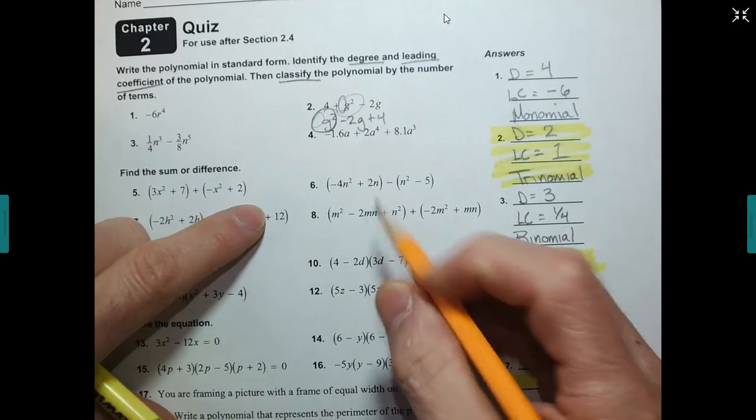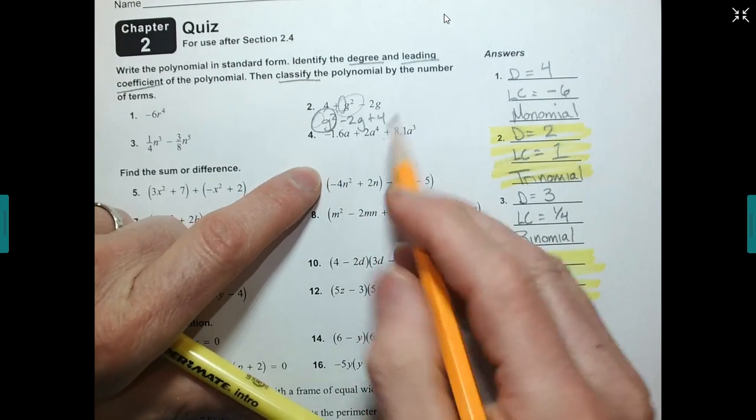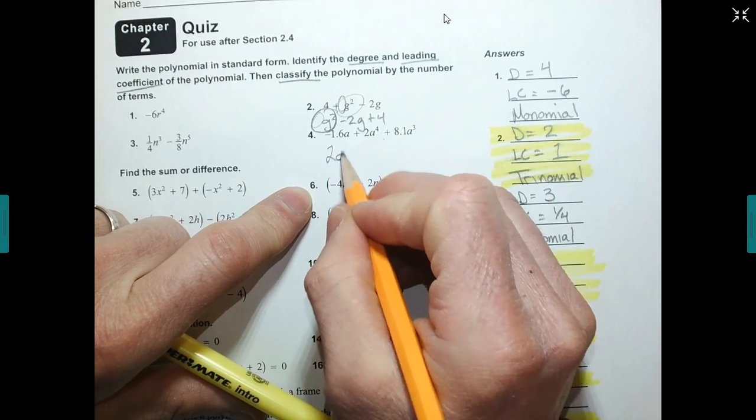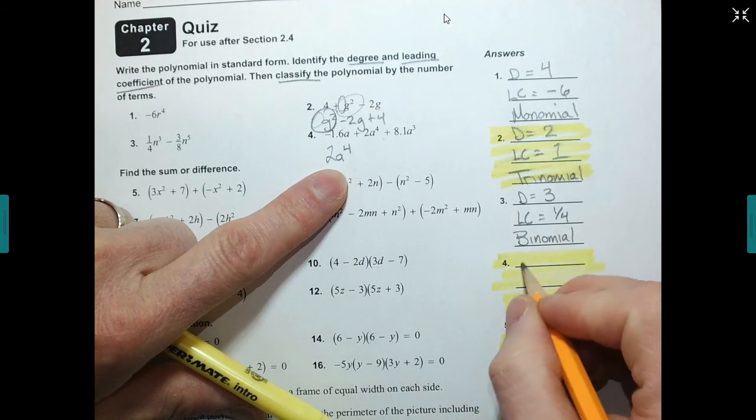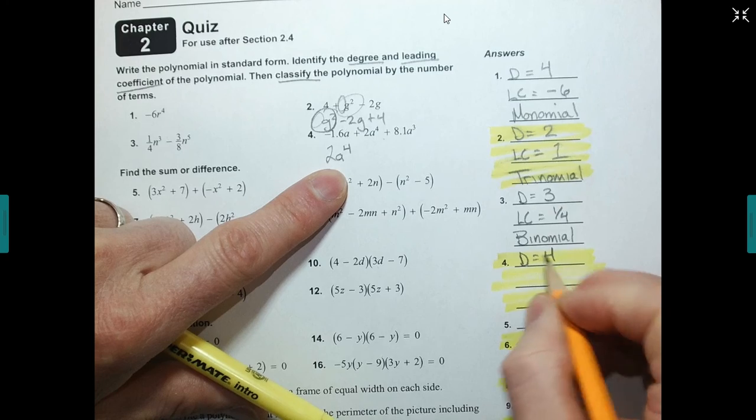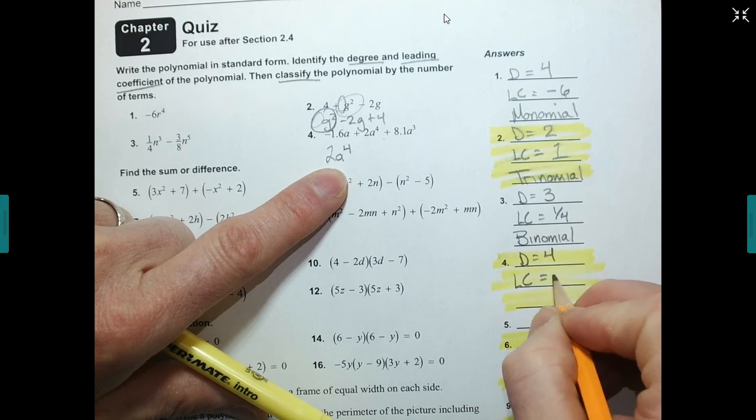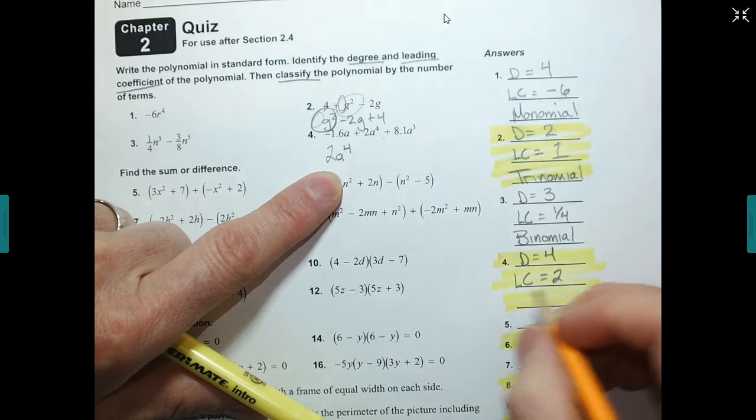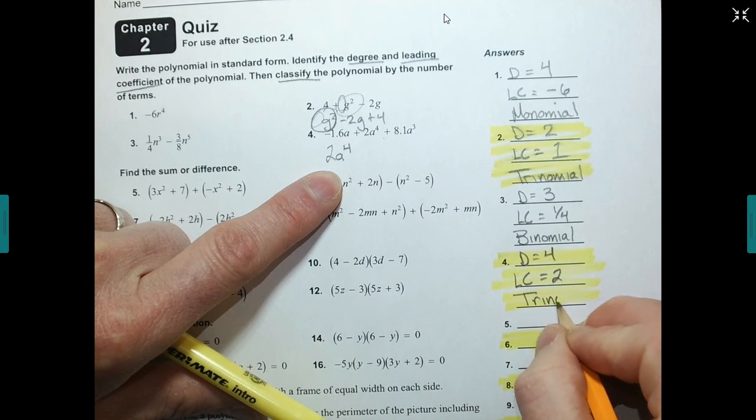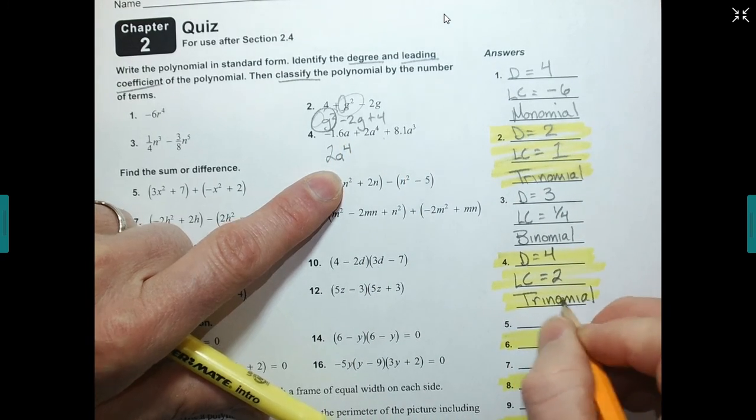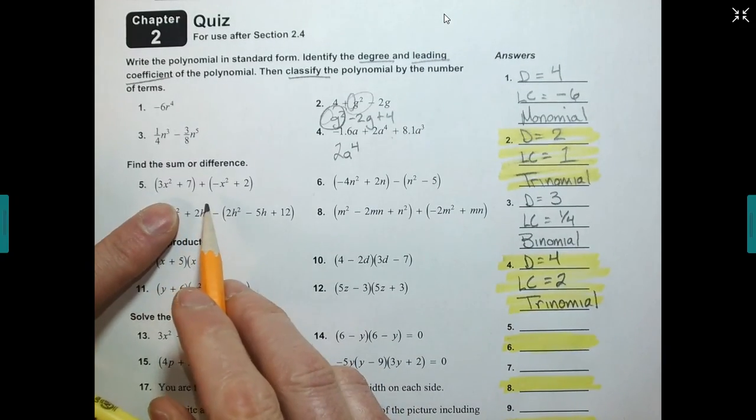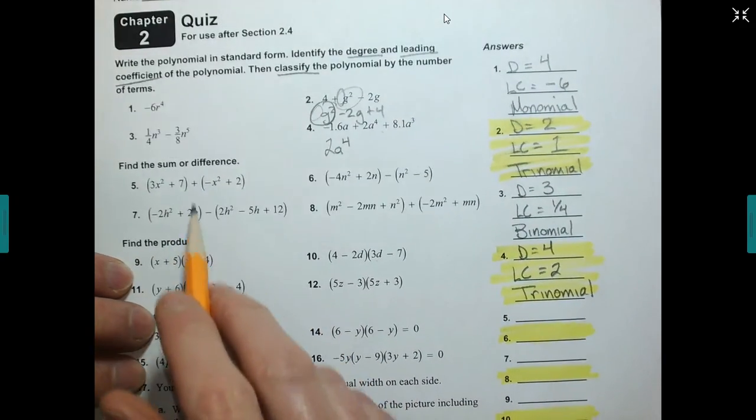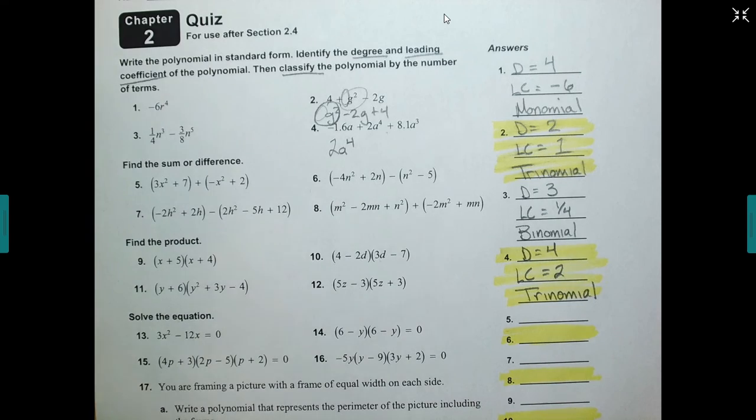All right, and number 4. If I were to rewrite this in standard form, I would have the 2a to the 4th first. So my degree is 4. My leading coefficient is 2. And it is a 1, 2, 3, a trinomial. All right. These ones might get a little crowded, so I may do the work on another piece of paper. You can just follow along.